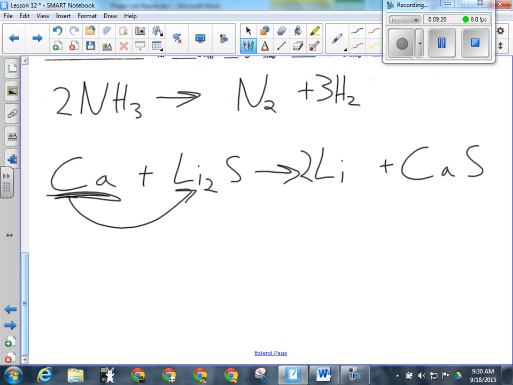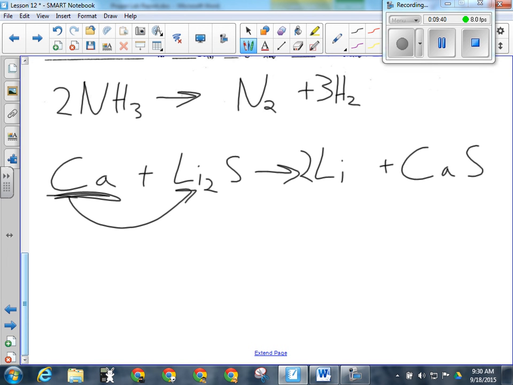The easiest ones are combustion, because combustion always has the same products. What are the products always? Water and carbon dioxide, right? So that's the easy one. You don't even have to predict it. You just know what's going to happen in that. And in double replacement reactions, we always just swap the metals.